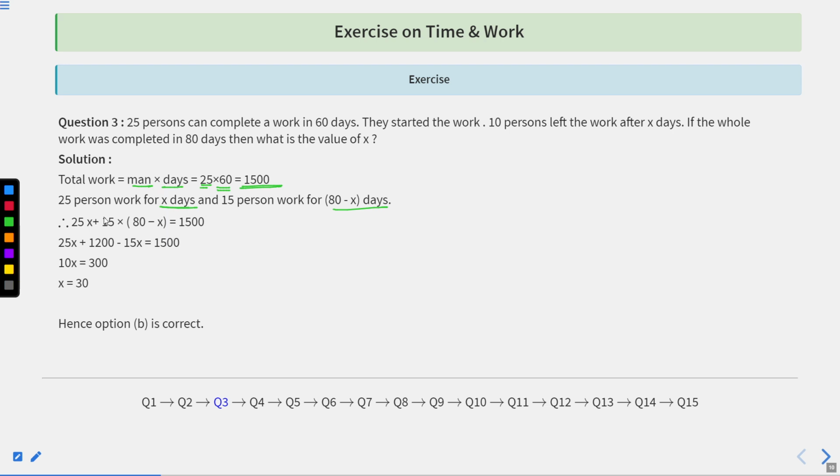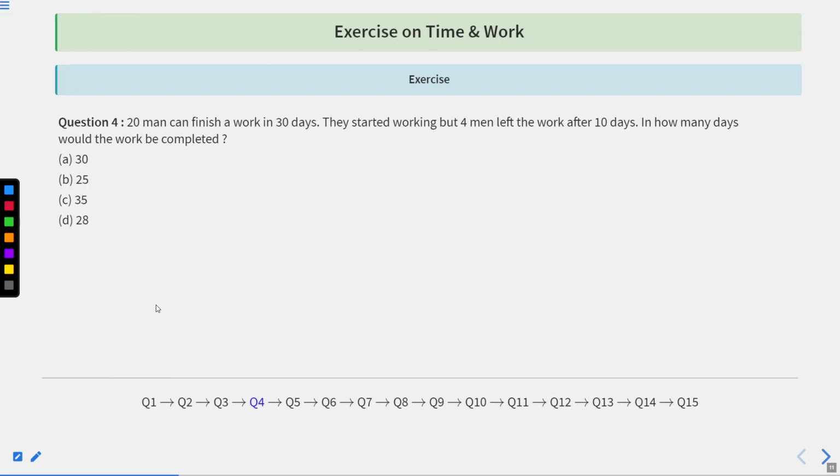So now 25X plus 15 times 80 minus X, and they completed the task. That means they completed 1500 units of work. So when you open the brackets, you will have 25X plus 1200 minus 15X equal to 1500. That is 10X equal to 300. So X is 30. That means X is 30 and the correct option here is option B.